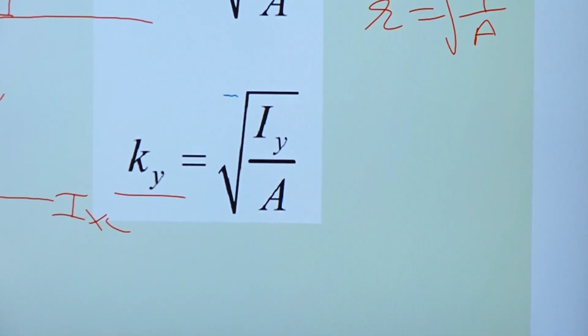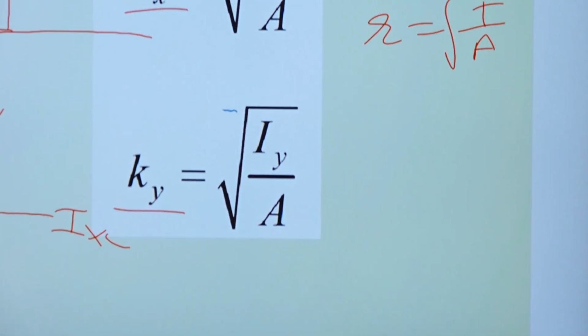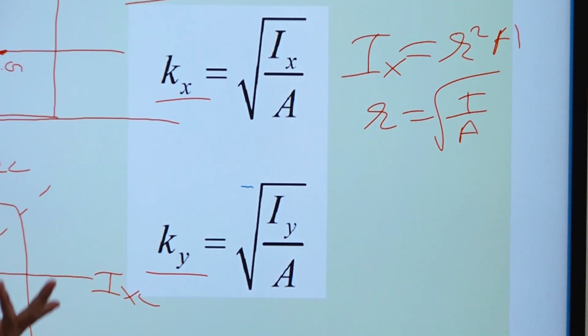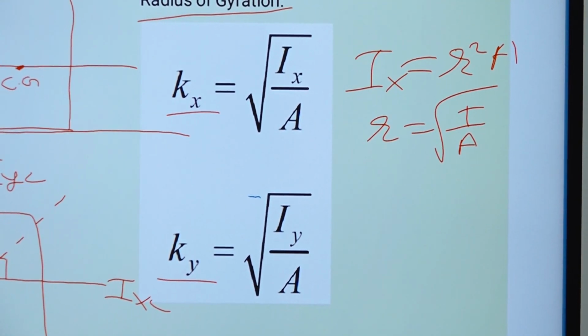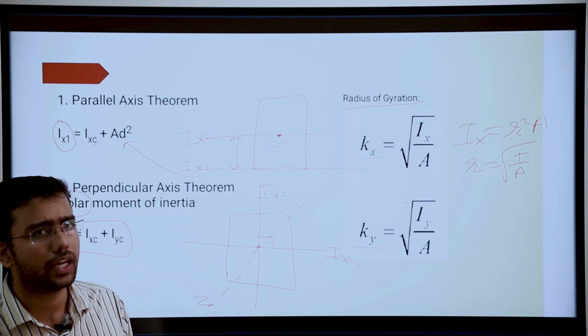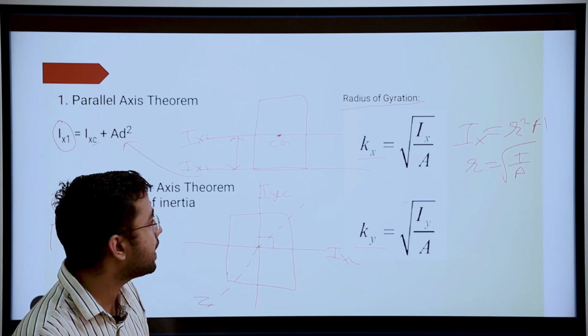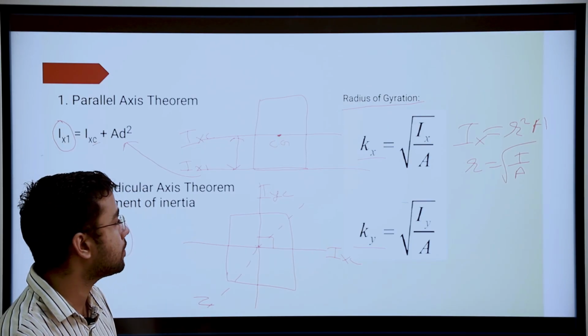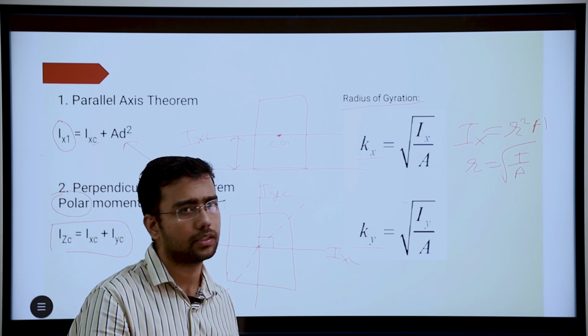The radius of gyration you are going to use in strength of materials only. There you are going to study what the radius of gyration is and many other things. In a flywheel also we use the radius of gyration, in dynamics of machines. In engineering mechanics we don't need that much. We just need to know the basics.